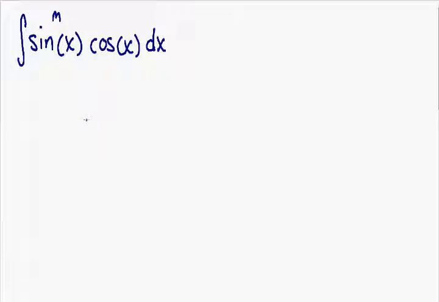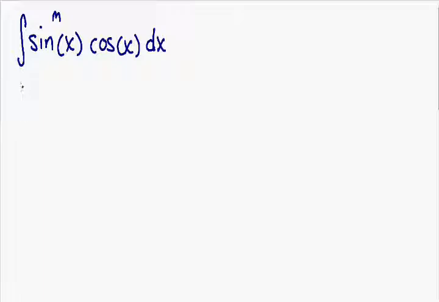U substitution example. And here is a typical example where you need to use U substitution, and this is because one of the trig functions does have an exponent and the other trig function does not have an exponent. So this is what a typical example looks like that you need to use U substitution. So let's get started right away with an example.